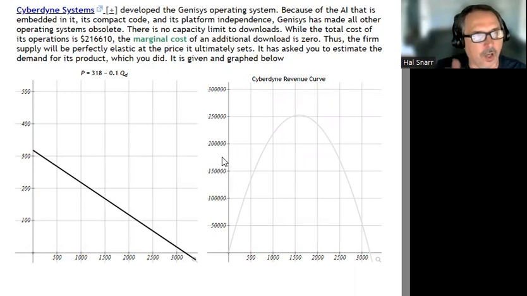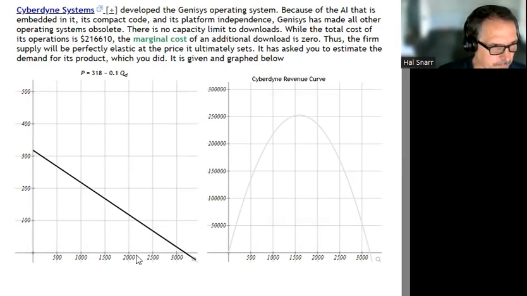The problem is quite long. I'm going to show you an abbreviated version of it. But on the left is the demand curve, and on the right is the revenue curve. The demand curve is assumed to be linear, and it's given by this equation. When the price is high, the quantity is low. When the price is low, the quantity is high. Another way to think about that is the first buyer is willing to pay just over $300 for this software. The 3,000th buyer, for whatever reason, is willing to only pay $20 for it. So as things get scarce, the price goes up.